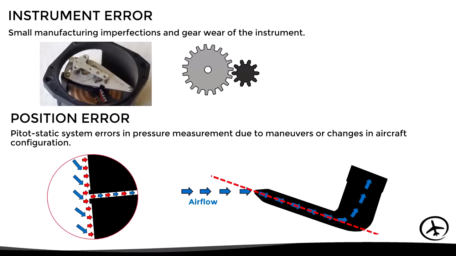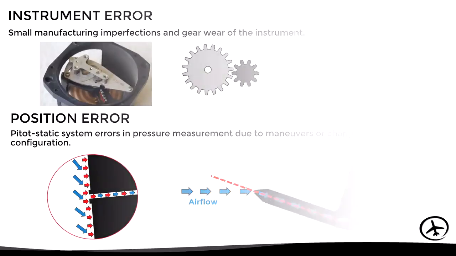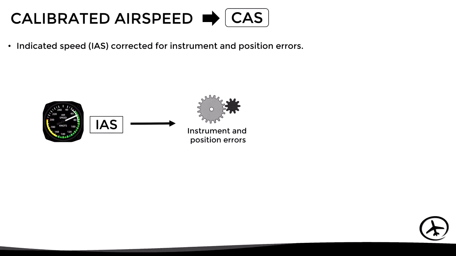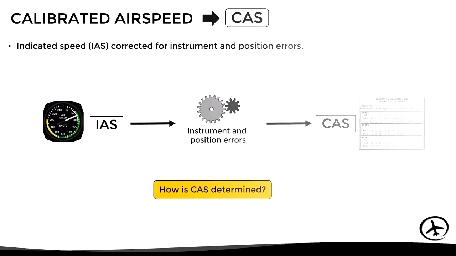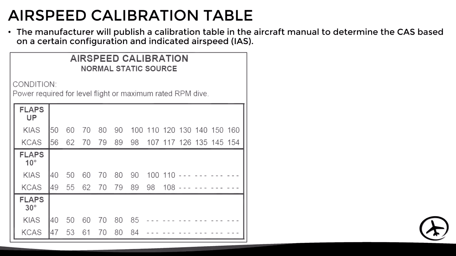The combination of these two errors leads us to the next speed term, the calibrated airspeed. The calibrated airspeed, abbreviated as CAS, corresponds to the indicated airspeed corrected for the instrument and position errors. In other words, if we take the airspeed indicated on the instrument and we correct it for these errors, we will obtain the calibrated airspeed. Now, the question is, how is the calibrated airspeed determined? Well, in order to do so, the manufacturers design special tables of airspeed calibration, which are based on certain configurations and speeds, and they are published in the aircraft manual.